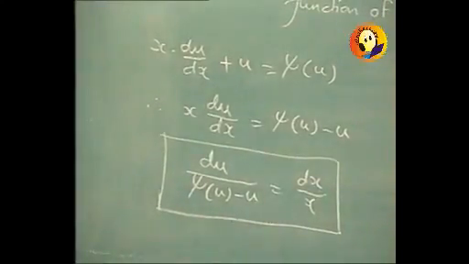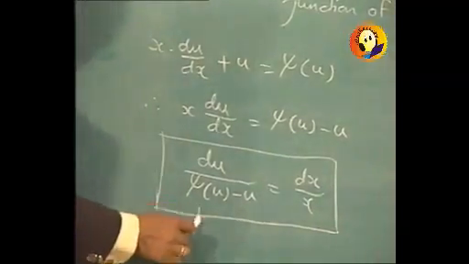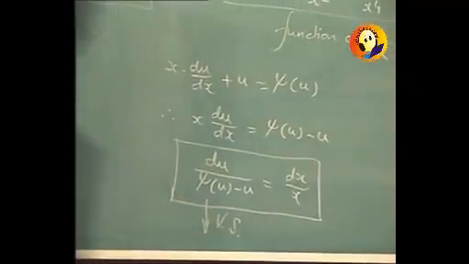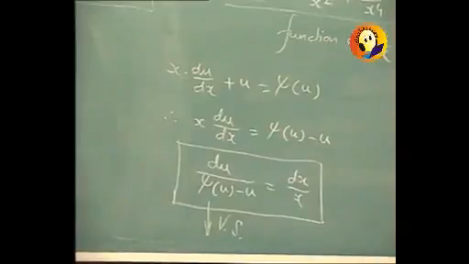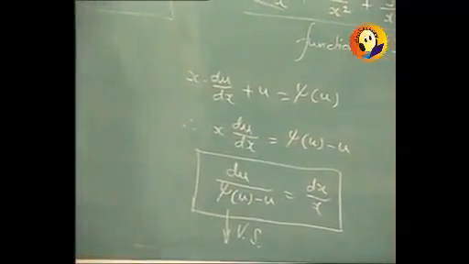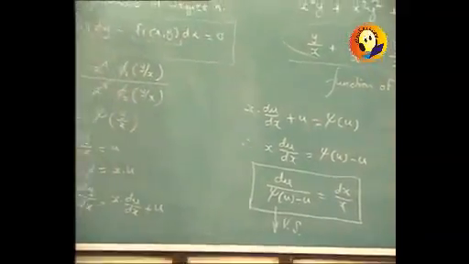So here we should follow the procedure. From this point onwards, we should follow the procedure of variables separable, and then get the equation in the form of u and x. At the end, we are required to resubstitute u as y by x.